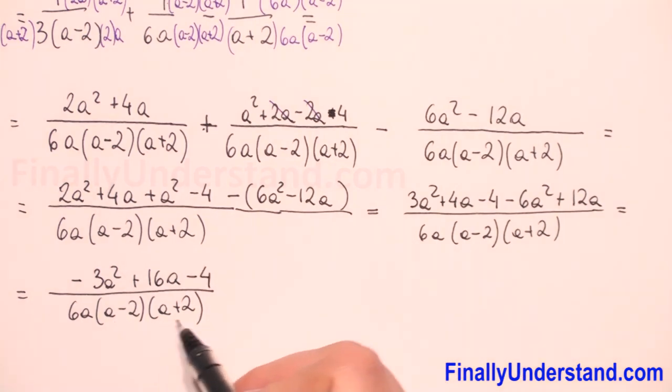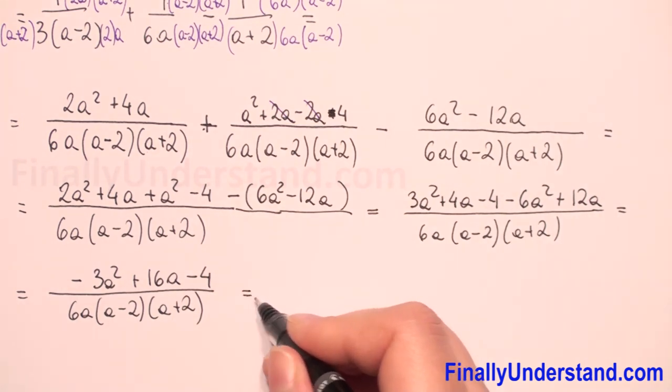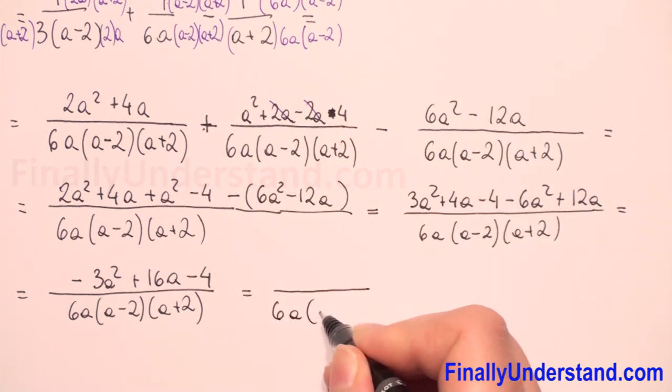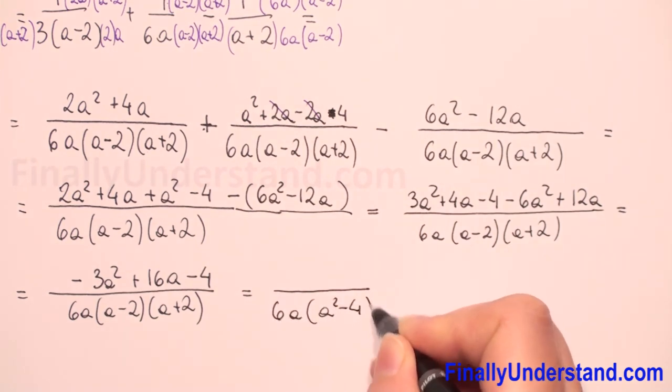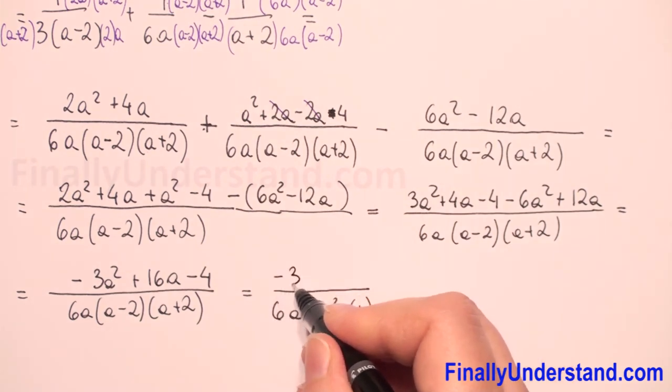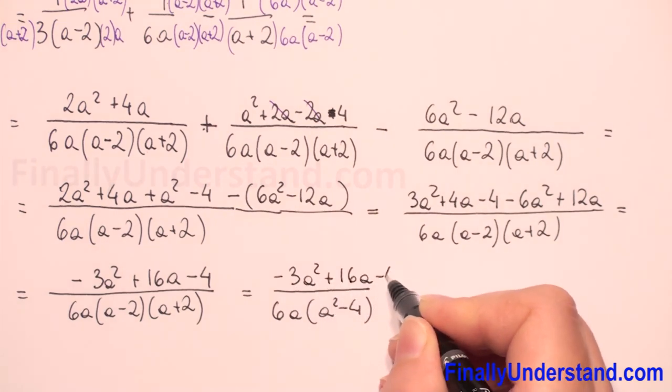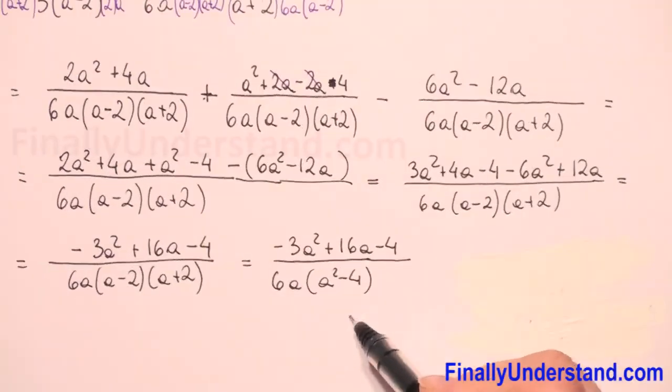Now we have here the difference of two perfect squares formula, so we can rewrite the denominator as 6a times a squared minus 4, and the numerator is negative 3a squared plus 16a minus 4. This is my solution.